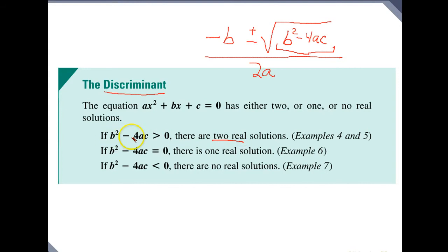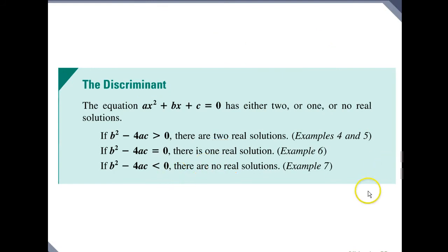So they're saying if the discriminant is greater than 0, two real solutions. If it's equal to 0, one real solution. And if it's less than 0, that is it's negative, no real solutions. And that's what they want you to pick up here from the discriminant.